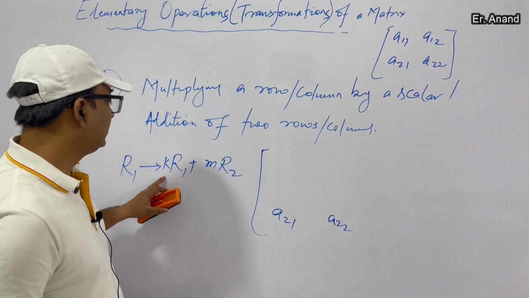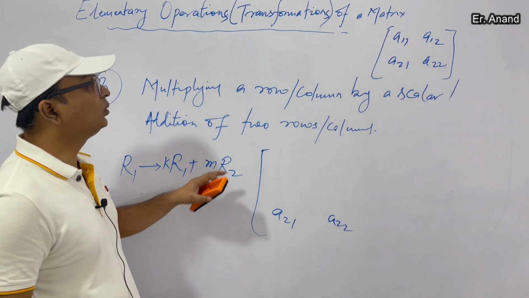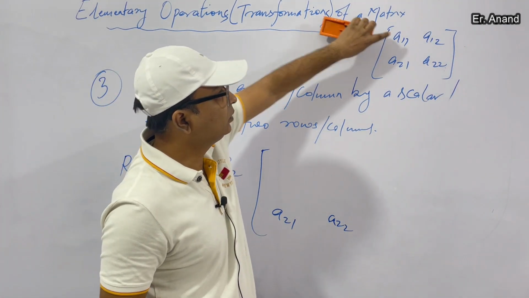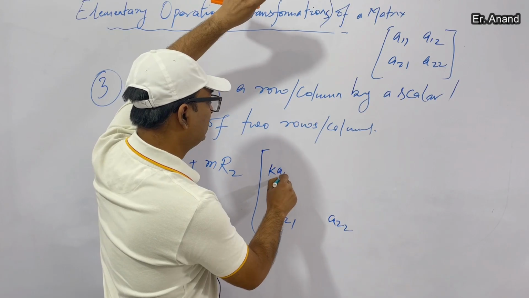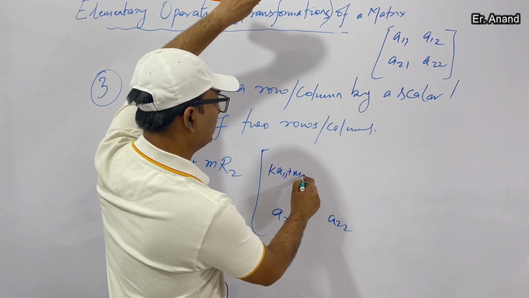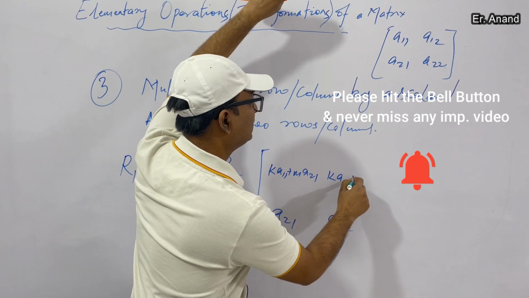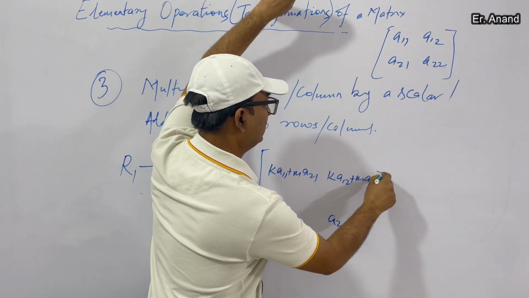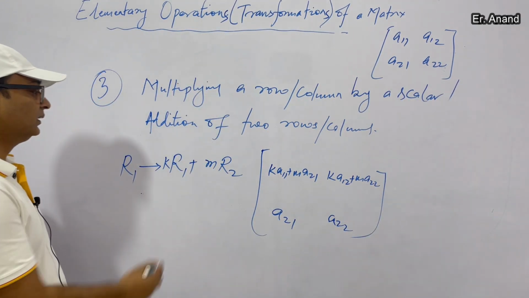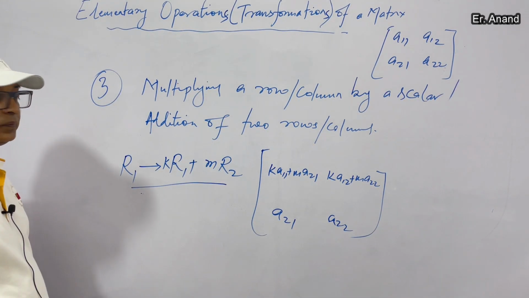Second is k into R1 plus m into R2. See, k into this, that is kA11 plus m into the second one, A21. Similarly, k into A12 plus m into A22. This is the meaning of this.